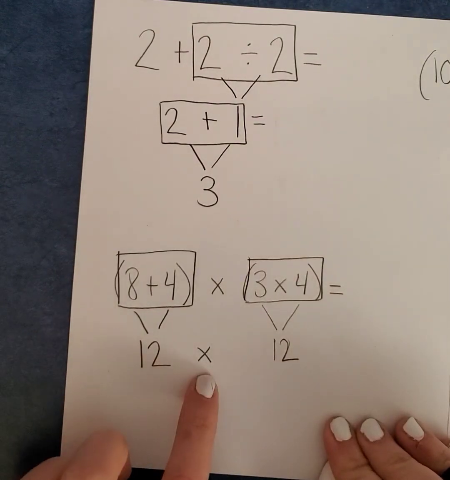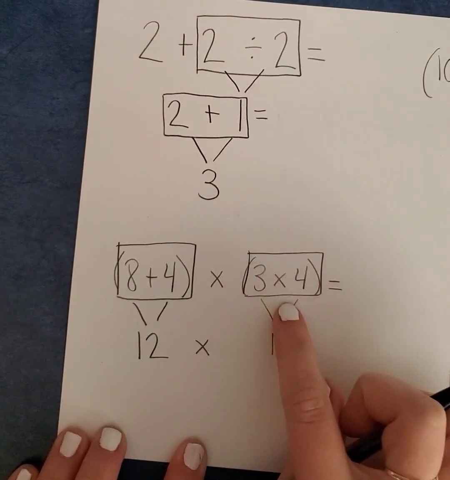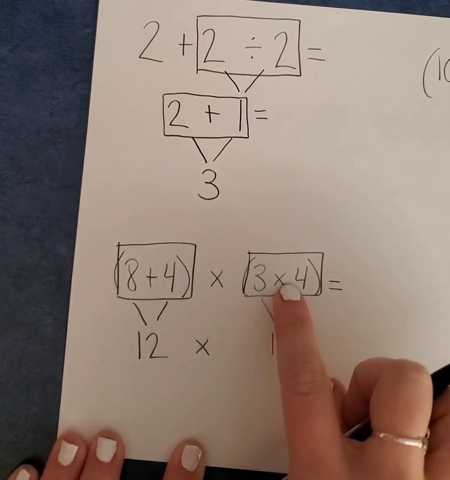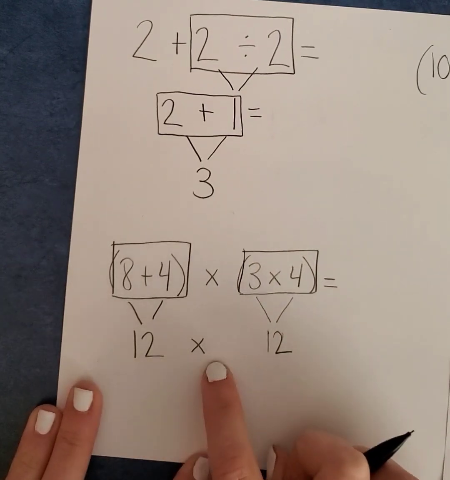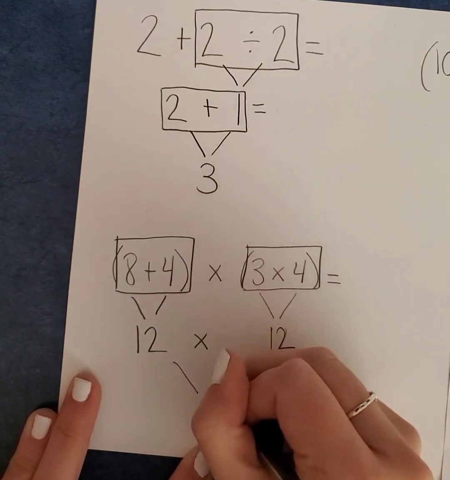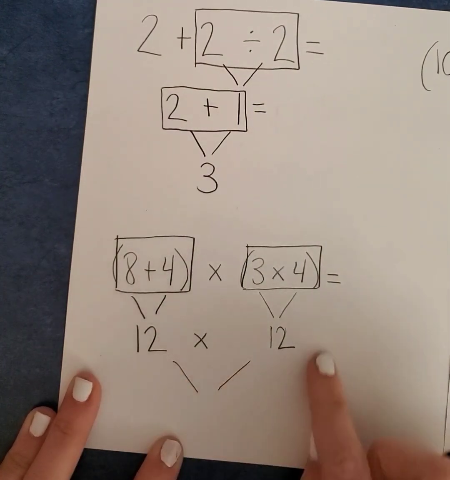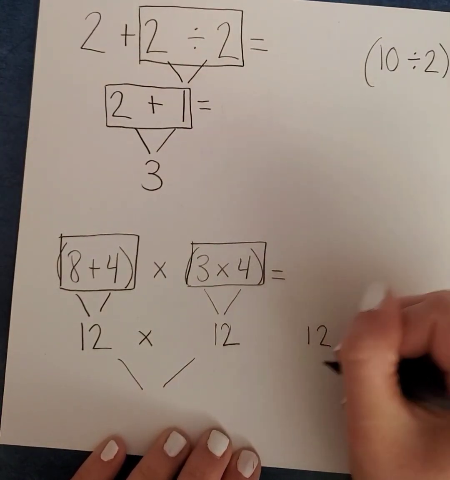So 12 times 12. And I can get rid of those parentheses now because I solved what was inside it already. There was only one step inside. So now my new equation is 12 times 12. When I do this together, my answer needs to go here. Now, when I solve this, I need to stack it to the side so I can actually do the work.